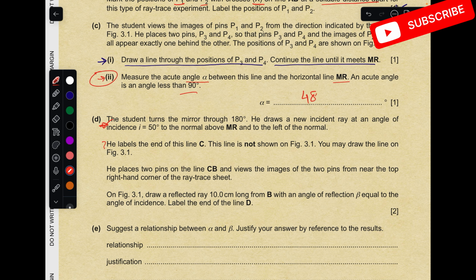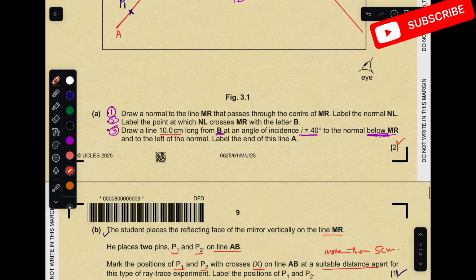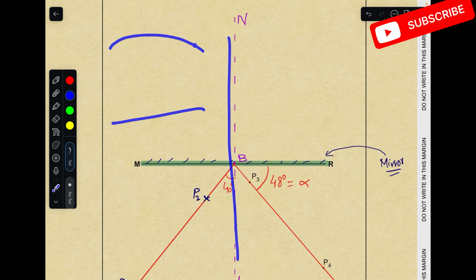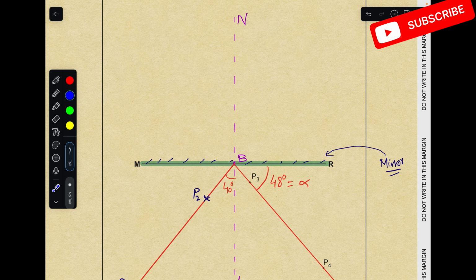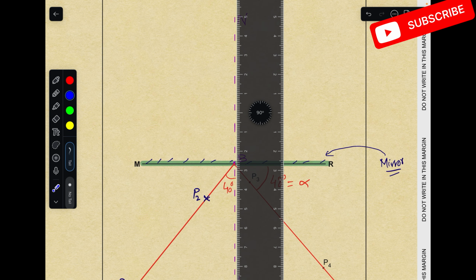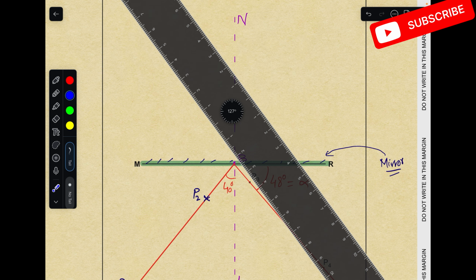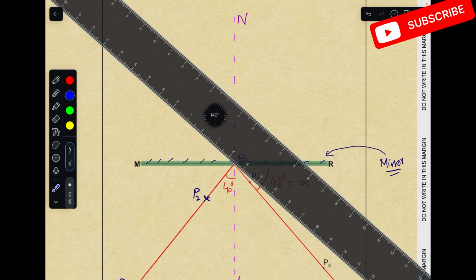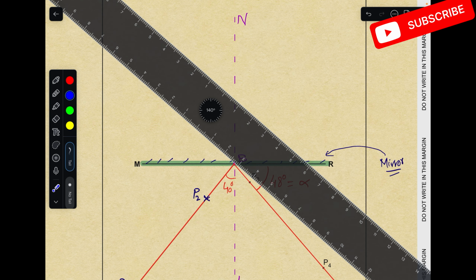The student turns the mirror 180, draws an incident ray on the left side, on this side, and on the top. So this is the way. There you have to draw with the 50 degree angle to the normal. Let me use my digital scale, this thing is 90 on the scale. So if I have to move 50 degree, I have to go there. 90 plus 50 should give me 140. Okay, so this is 50 degree angle from here. You have to draw a line.